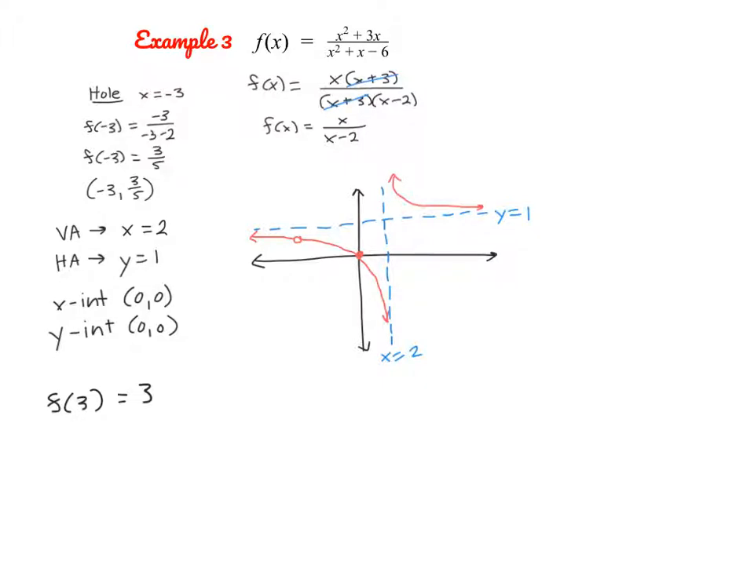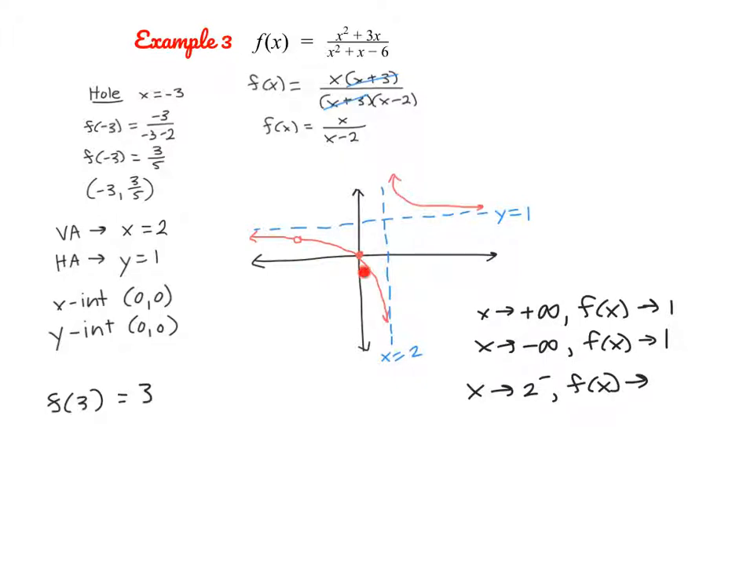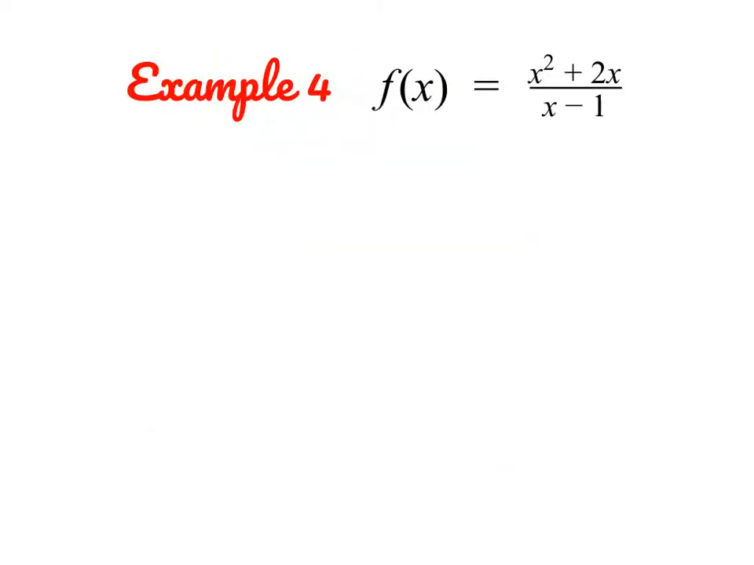So I can see that as x approaches positive infinity, my graph is approaching my horizontal asymptote, so f of x approaches 1. As x approaches negative infinity, f of x approaches 1, the horizontal asymptote. As x approaches 2 from the left, f of x is going down right here, so f of x approaches negative infinity, and as x approaches 2 from the right, my graph is going up, so f of x approaches positive infinity.